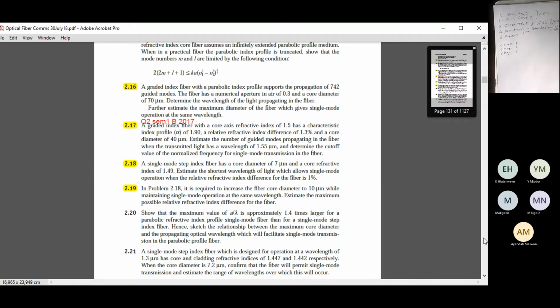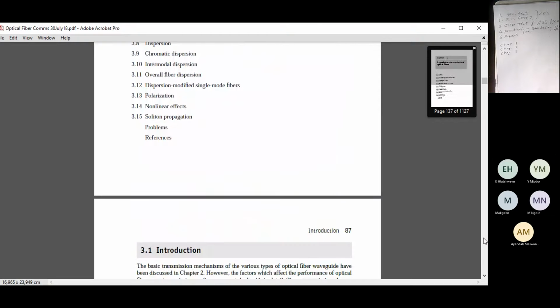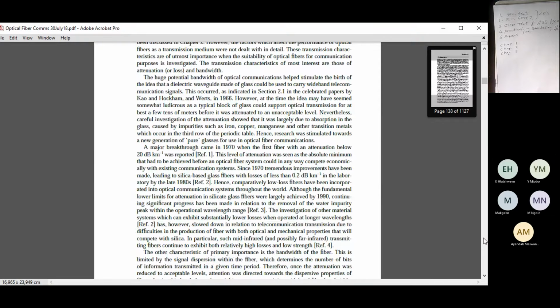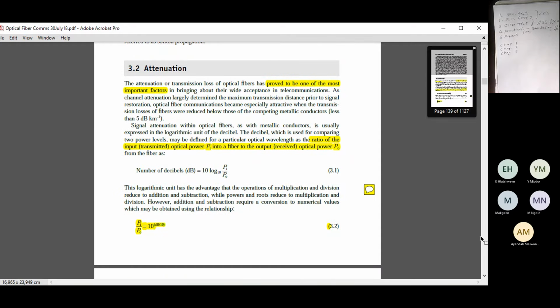There's also some examples you can do. If you want to do some extras, you can do those that are marked in yellow. I'm going to quickly start with Chapter 3 because I'm going to run out of time because of load shedding.